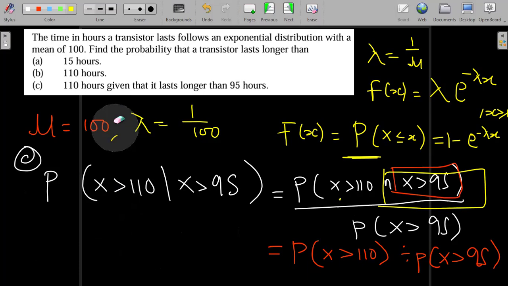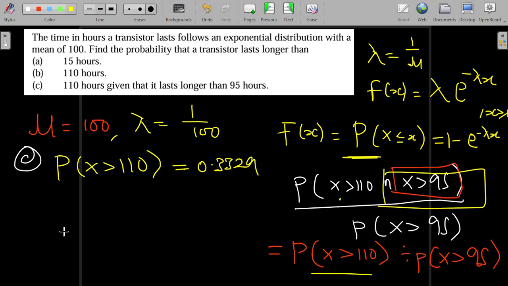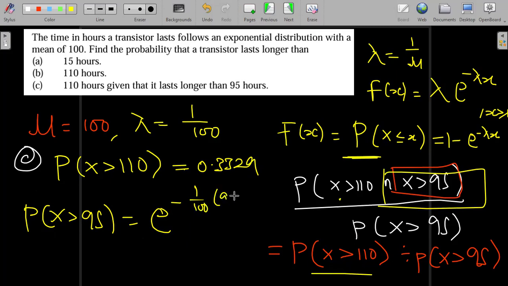All right, so let's find this probability now. On top I have the probability that X is greater than 110, and here I have the probability that X is greater than 95. The probability that X is greater than 110, we found on B. We found it to be 0.3329. And then the probability that X is greater than 95 will just be equal to e to the power minus 1 over 10 multiplied by 95.